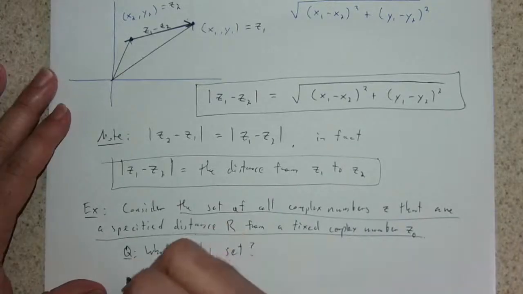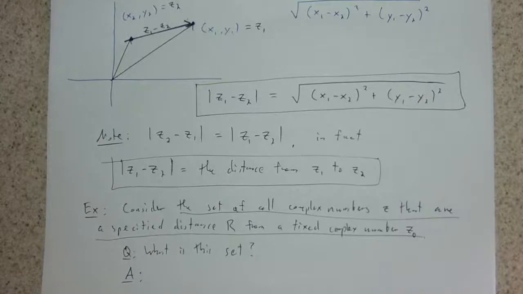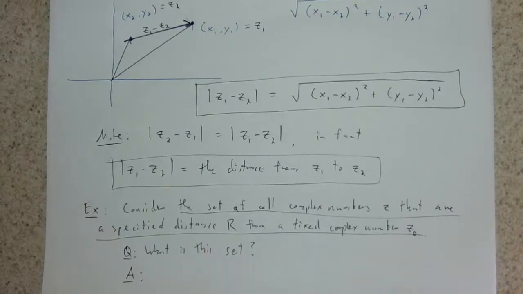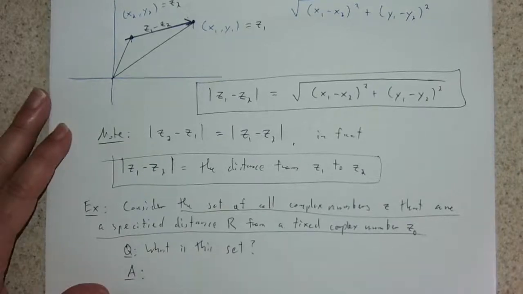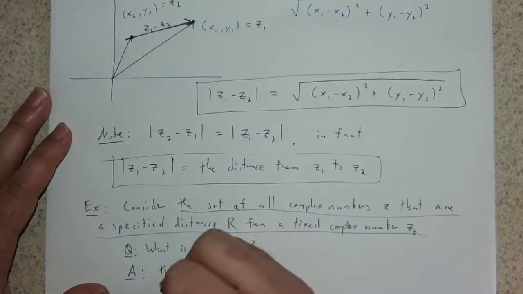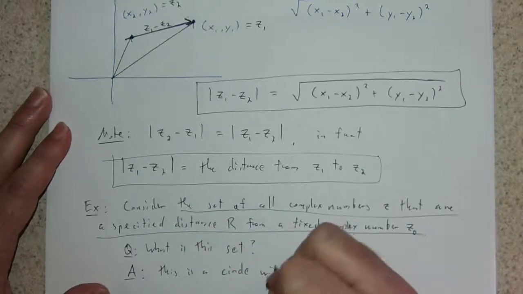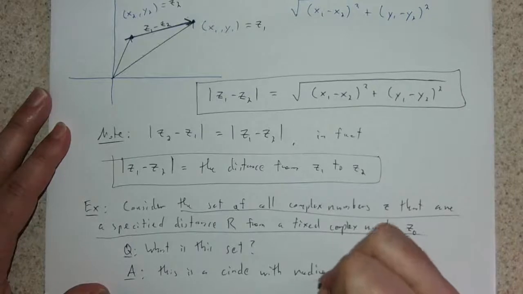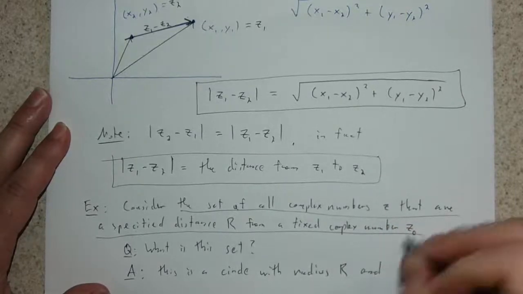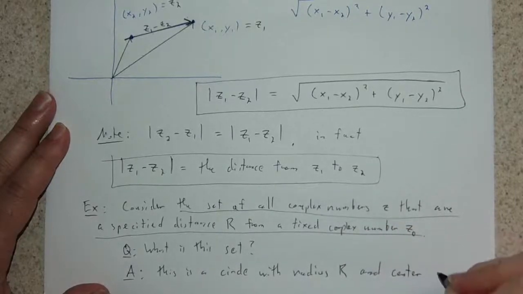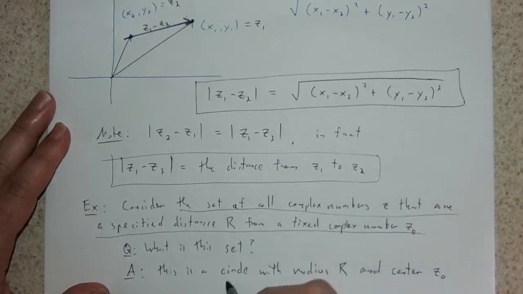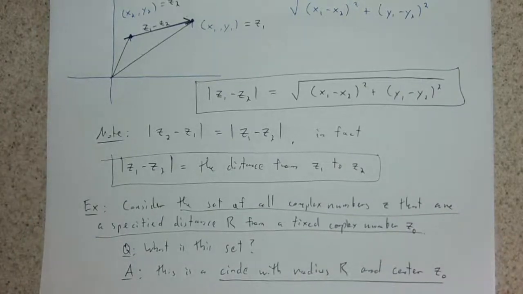And so the answer, of course, since complex numbers are points in the plane, this is the same question as asking what is the set of all points in the plane that are some fixed distance r from some other point in the plane. It's a circle, right? This is the definition of a circle, right? This is a circle with radius r and center z naught. Okay, so this is a circle with radius r and center z naught.